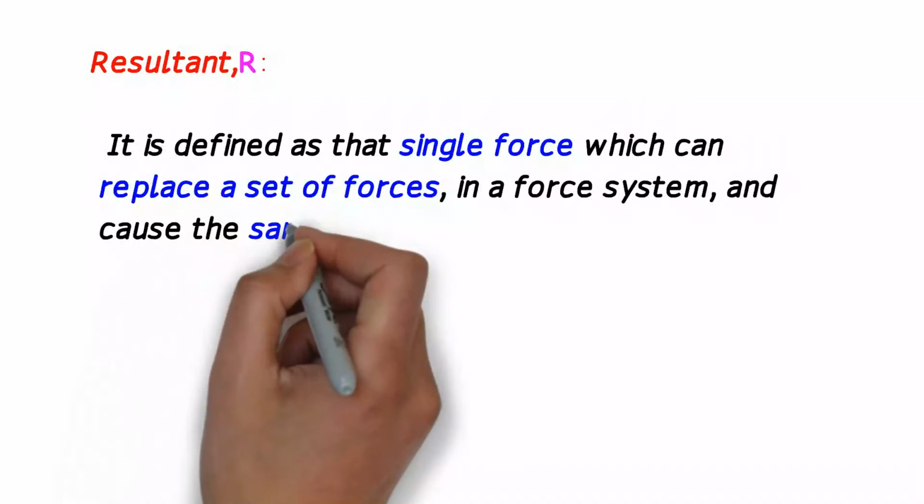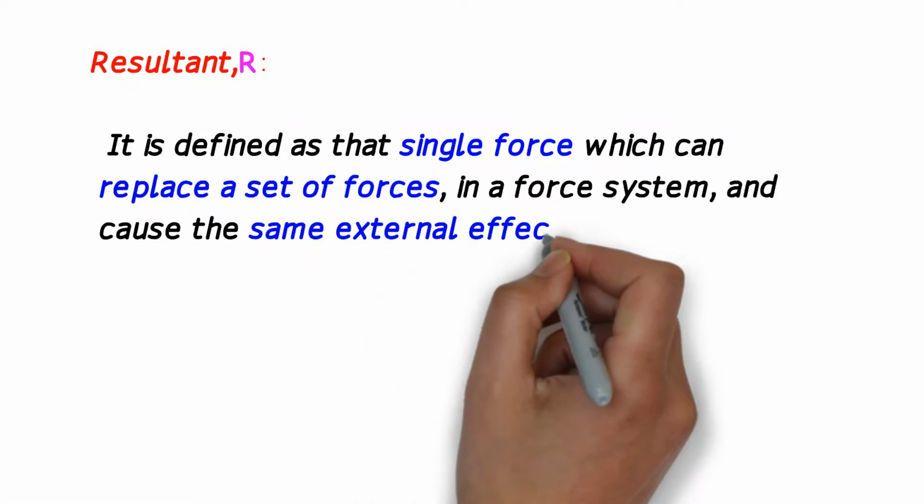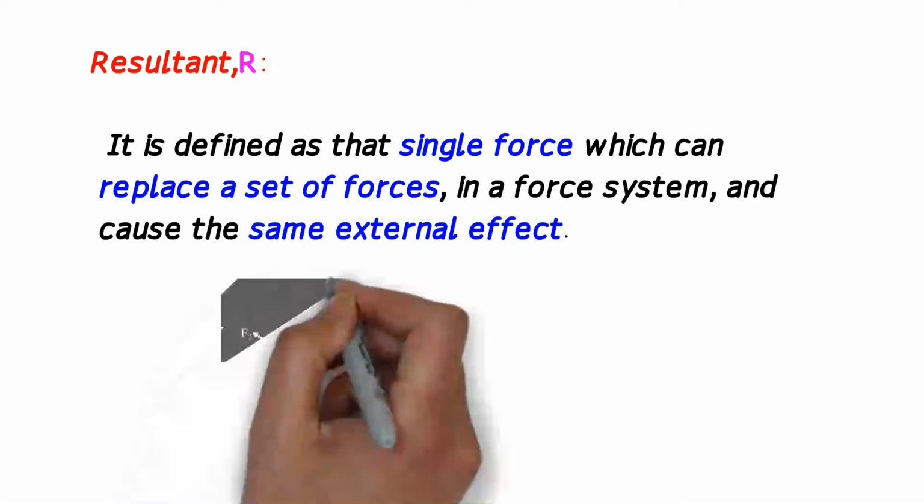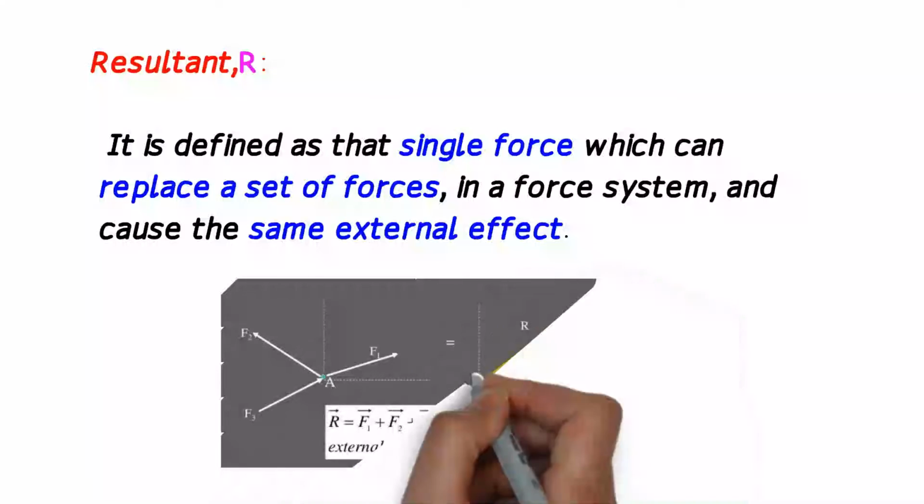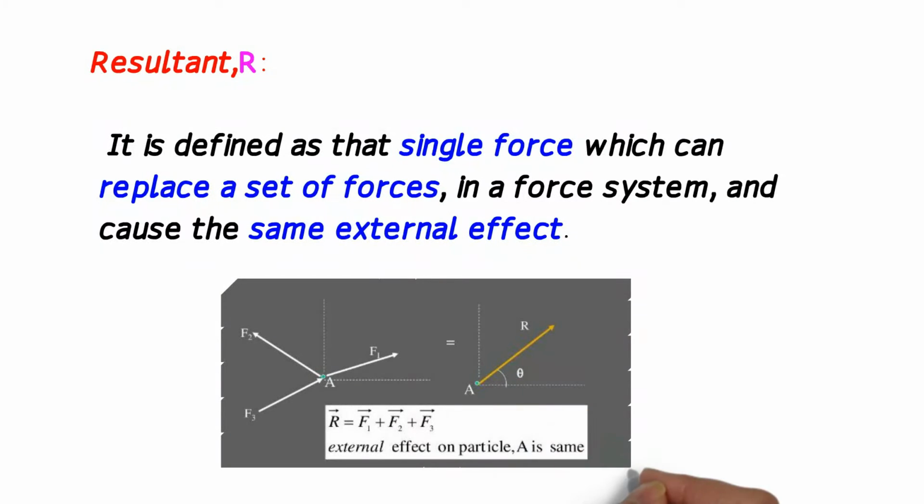From the figure, we observe that the forces F1, F2 and F3 are acting at a point A. Then R represents the resultant of F1, F2 and F3. R is finally represented as the addition of F1, F2 and F3.